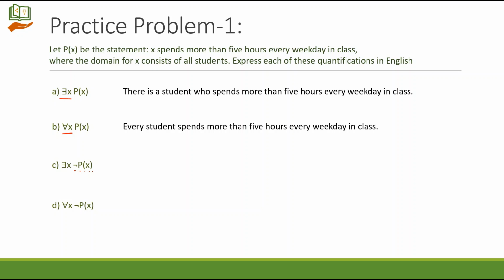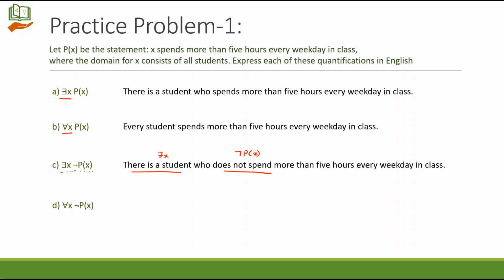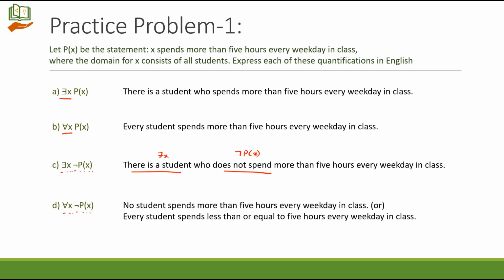So this is, there is a student. We can combine them. There is a student who does not spend more than 5 hours every weekday in the class. Then we'll get into D. We have negation of p of x, which means not spending more than 5 hours, and here it is universal quantification. We can say no student is spending more than 5 hours, or we can say every student spends less than or equal to 5 hours every weekday in class.